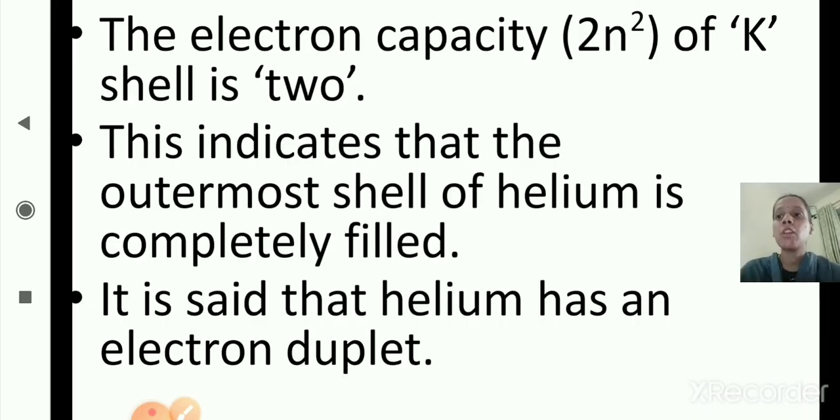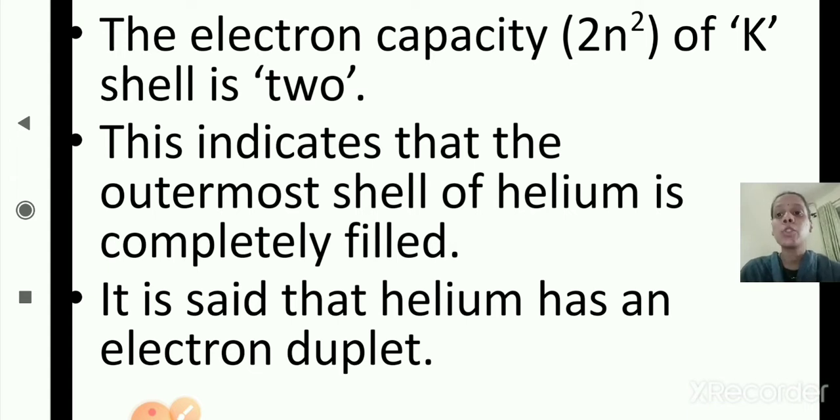The electron capacity of K shell is 2. What is the maximum capacity of L shell? 8 electrons. The maximum capacity of M shell is 18 electrons, and of N shell is 32 electrons. That we have studied in the previous session. So the electron capacity of K shell is 2, and in the helium atom, how many electrons are present in the K shell? 2 electrons, right? This indicates that the outermost shell of helium is completely filled.